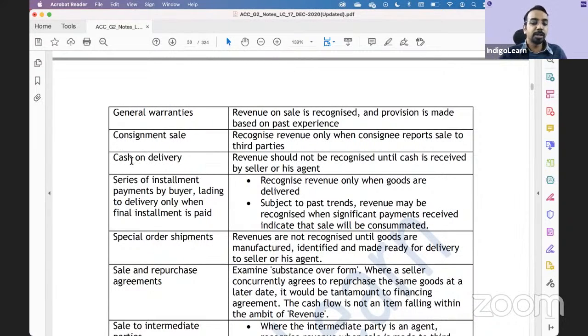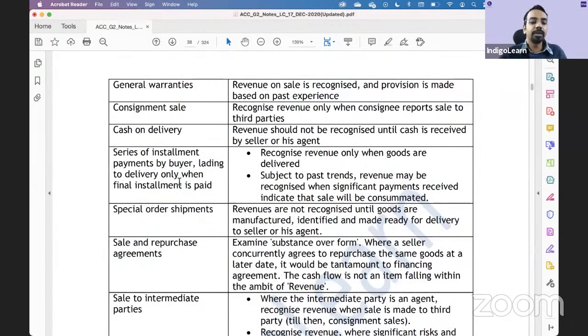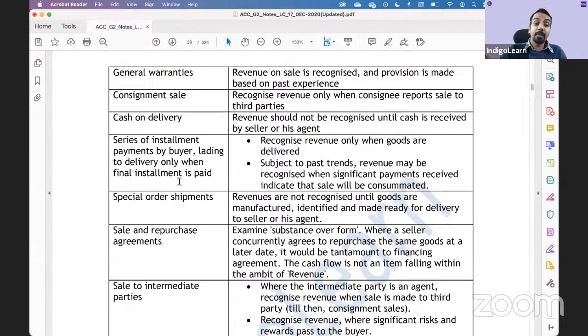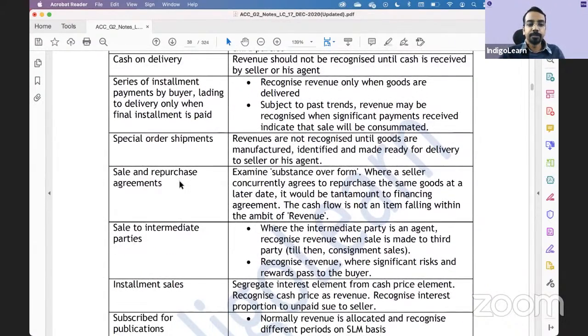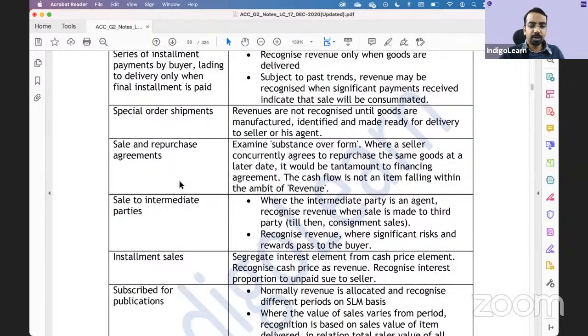Series of installment payments by buyer leading to delivery only when the final installment is paid. So only when the final installment is paid, you will deliver, property is transferred, only then you can recognize the revenue. Hire purchase cases, you will follow the principles what you have learned in hire purchase accounting, right? Though the title gets transferred later, you can recognize the sale upfront. Right, then all of these are similar things. Installment, again, installment sales will be recognized immediately.